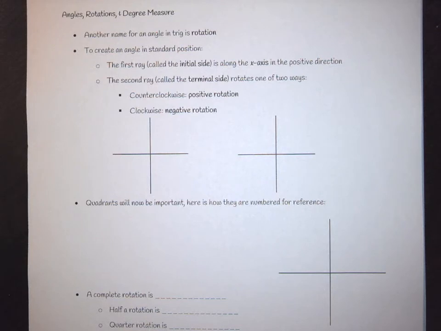So when we're talking about angles, we're also, in terms of trig, talking about rotation. So to create an angle in what's called standard position, we have to be able to identify your initial side, which is your ray that is along your x-axis, and it's in the x-axis on the positive direction. And then you have to know your terminal side, which is a second ray that's going to be different than, say, your positive x-axis.